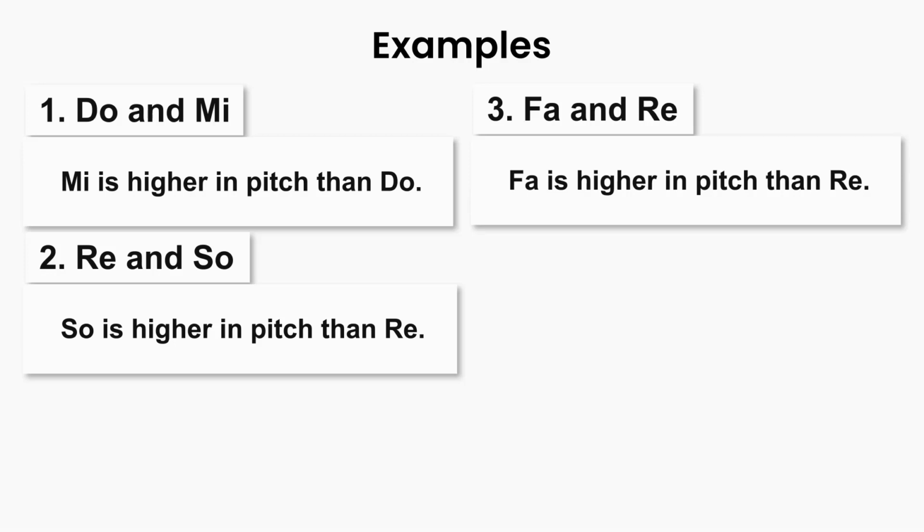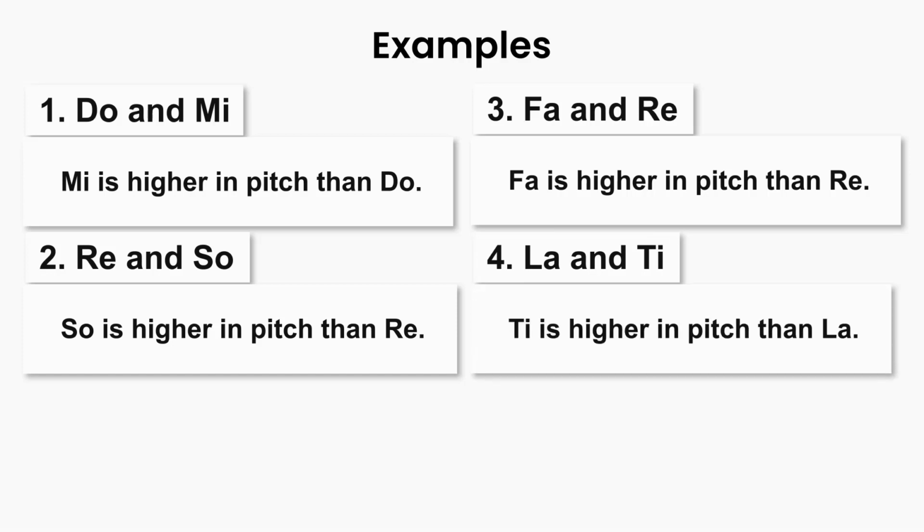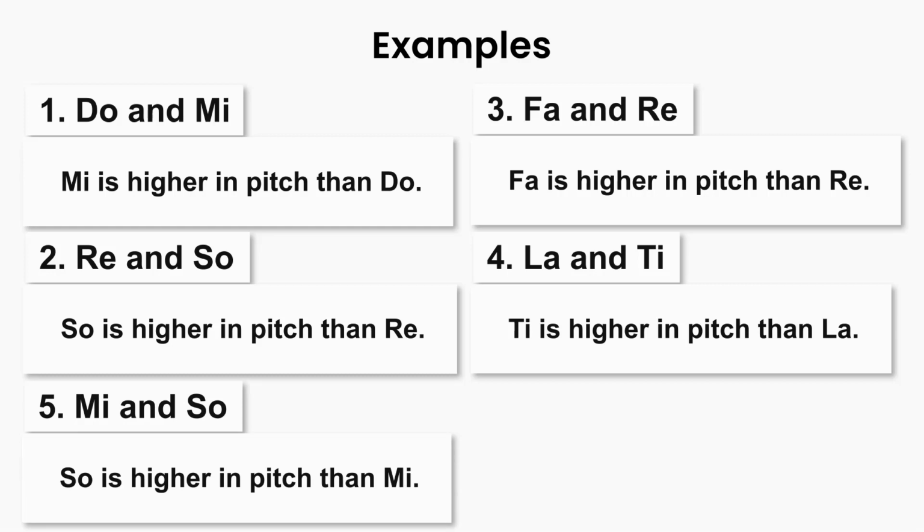Number four, la and ti. Ti is higher in pitch than la. And number five, mi and so. So is higher in pitch than mi.